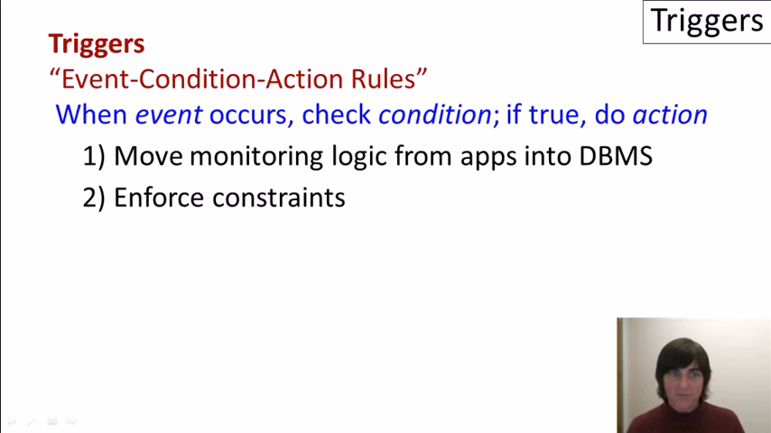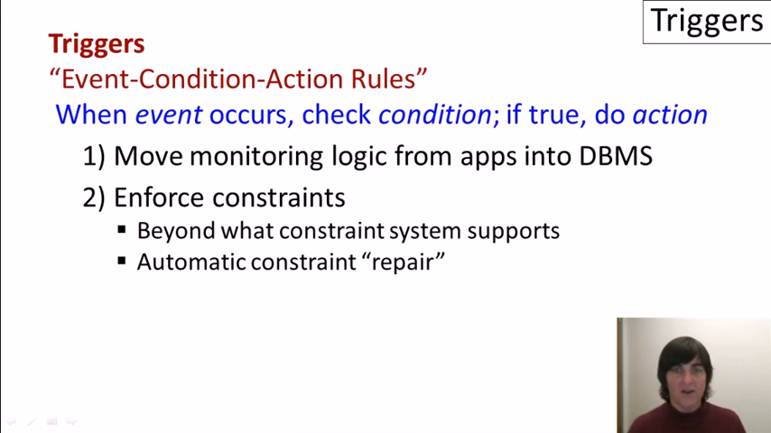A second, and probably the most common use of triggers, is simply to enforce integrity constraints. And you might wonder, why are those constraints not enforced by the constraint system? Well, one reason is that some constraint systems are limited, and we can enforce more expressive integrity constraints using triggers. And second of all, triggers can do automatic repair of constraints when they're violated by specifying the repair as the action portion of the trigger.